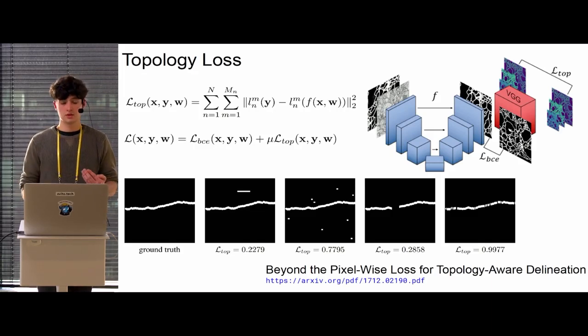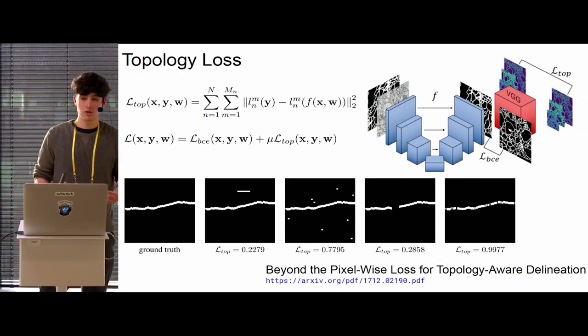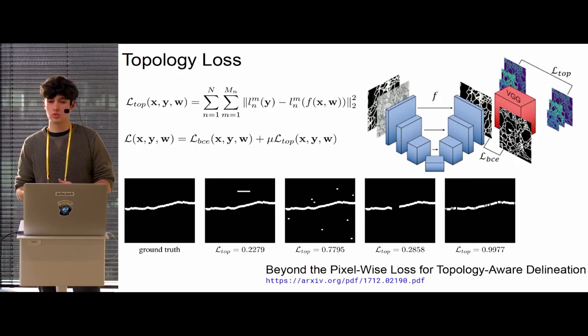Then you use an ImageNet-pretrained VGG network. You make a forward pass through it using the predicted masks and ground truth masks. Then you take all the feature maps from the VGG for your predicted mask and for the ground truth mask and calculate the L2 difference between them and call that a topological loss. And during training of the neural network, you optimize the weighted sum of the classical segmentation loss and this topology loss.